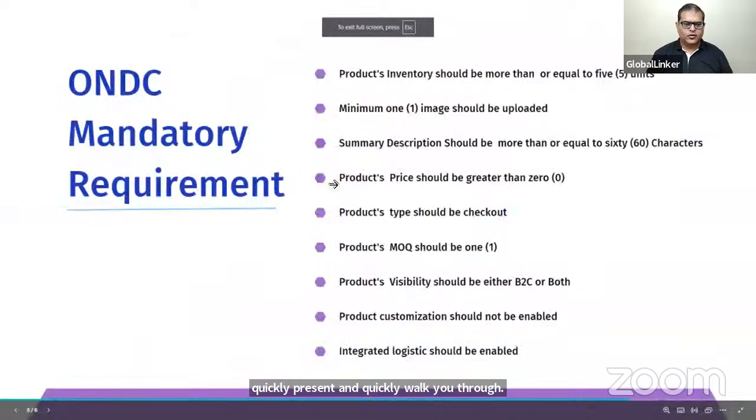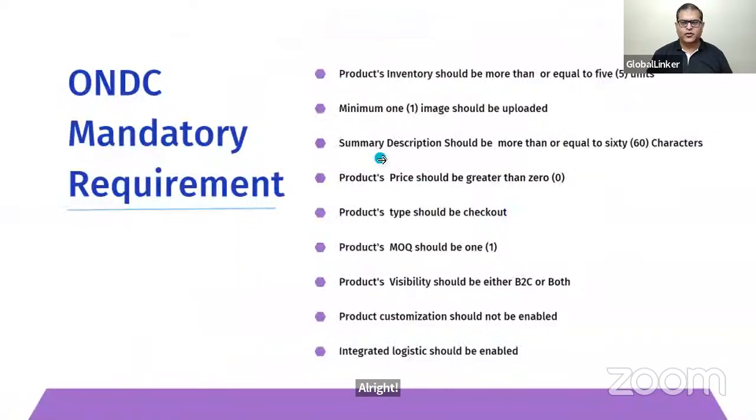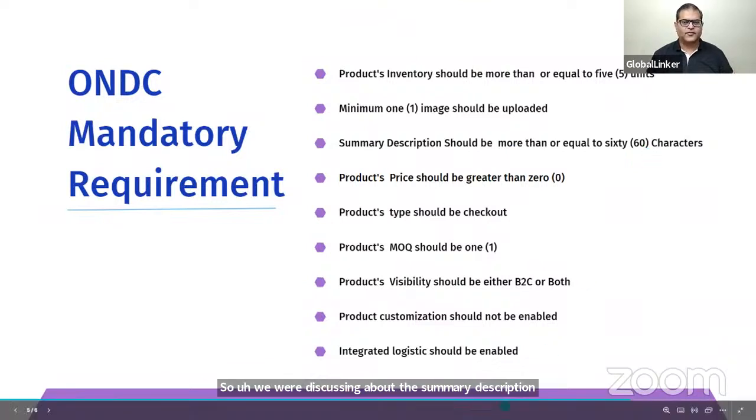All right. So we were discussing the summary description. So summary description should be greater than 60. And for that, I suggested that you can download the product file. And that's where you apply a simple formula, which is LEN in Excel, and you'll be able to see the number of characters. And you can ensure that the product price should be greater than 0. So you can easily check using the variant update file.